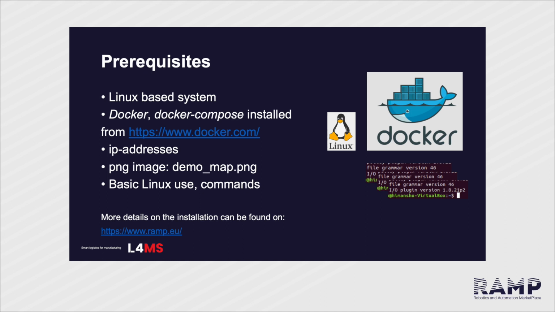A PNG image called demomap.jpg, which can be found in the documentation, is needed. A basic knowledge about Linux is recommended in order to use commands and installation routines. The installation of the OPIL library server can be found in more detail in the documentation section in RAMP.